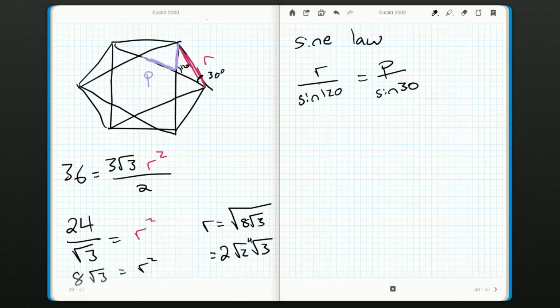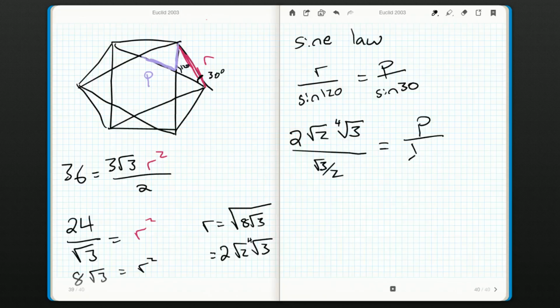Okay. Well, we know what R is. That's 2 root 2 4th root of 3. Now how about sine of 120? Well, we do have a calculator on hand if we need it, but we could also just try and work out what sine of 120 is anyway. And it's going to be root 3 over 2. And P, we don't know what that is, but we do know what sine of 30 is, or at least hopefully you have that known. And if not, of course, you can grab your calculator. So we get 1/2 here.